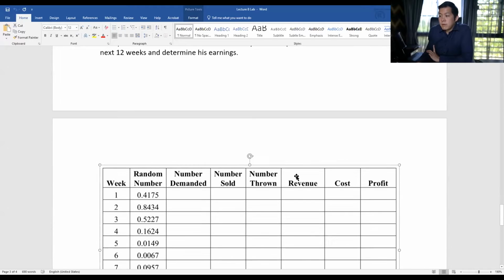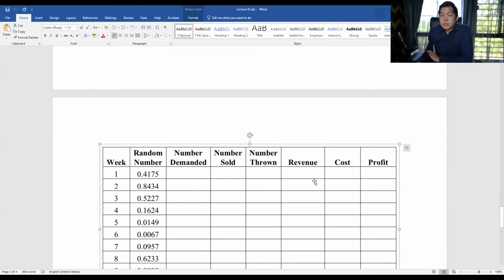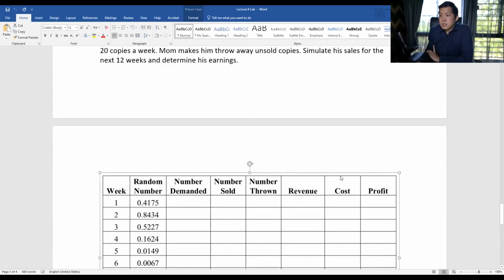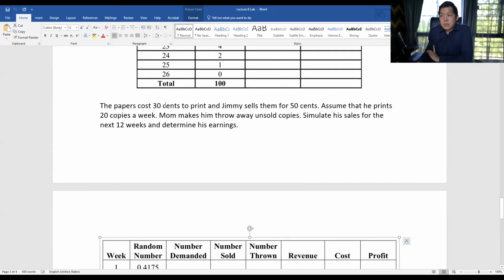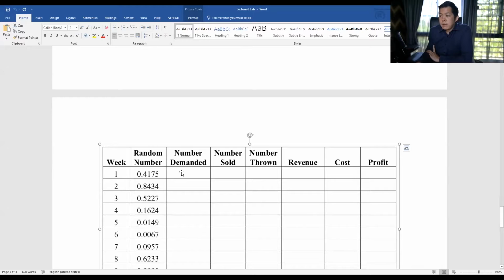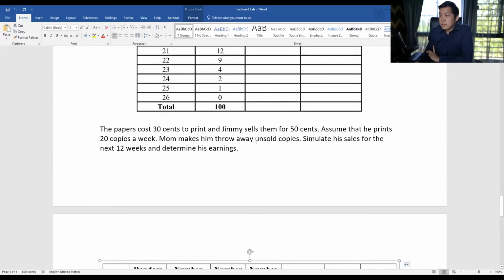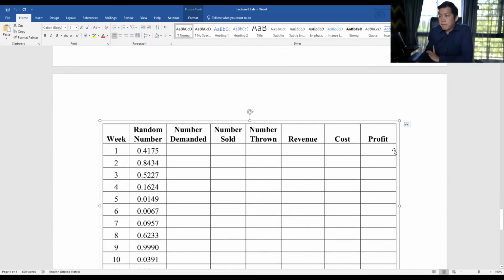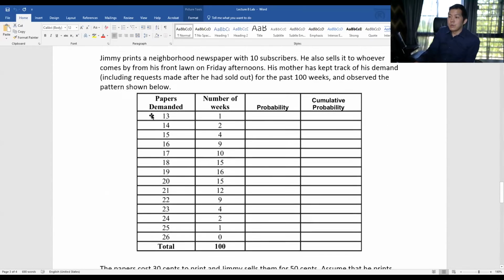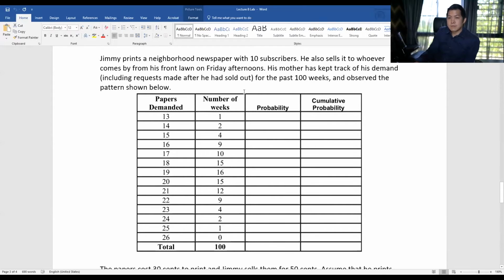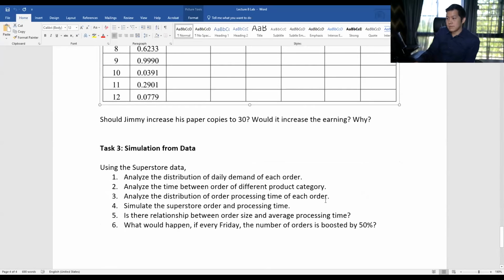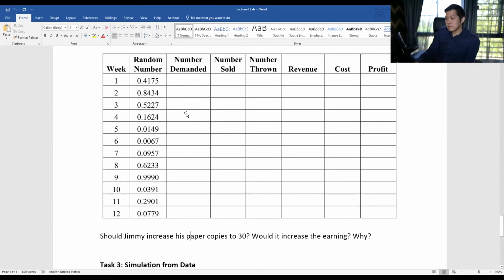Revenue comes from the number sold times the price that you sold at, right? Cost is the price that you bought at times the total number that you printed, 20 copies, 30 cents for sure. And the profit is the difference between the two, right? The random number here is used in the quantile function. I can tell you that. You need to use the quantile function to retrieve this out. Okay, so that's for this one.